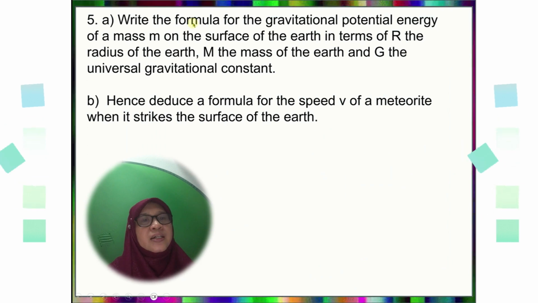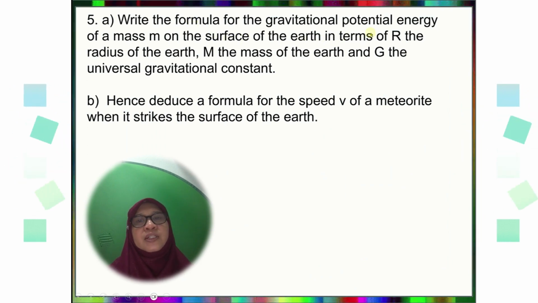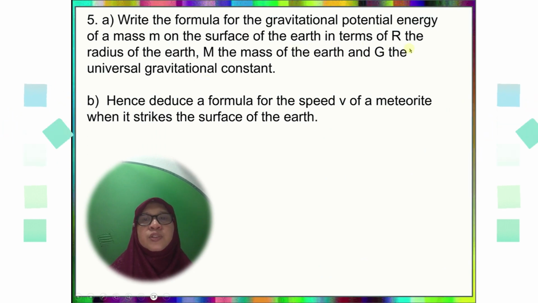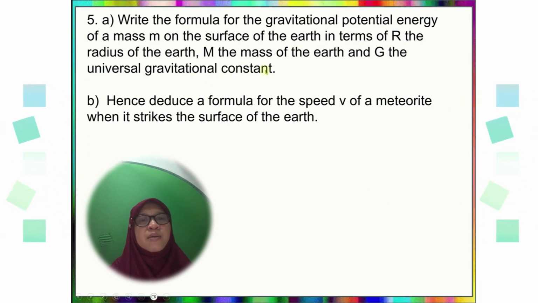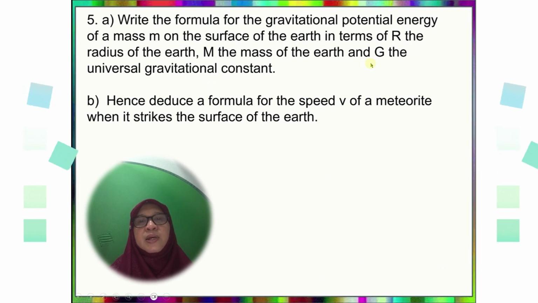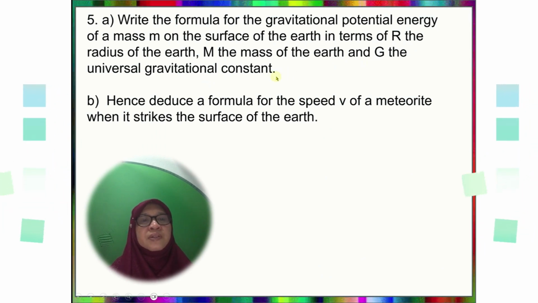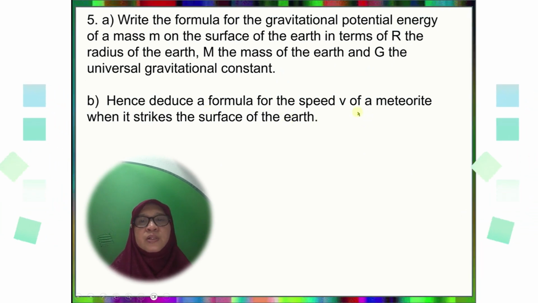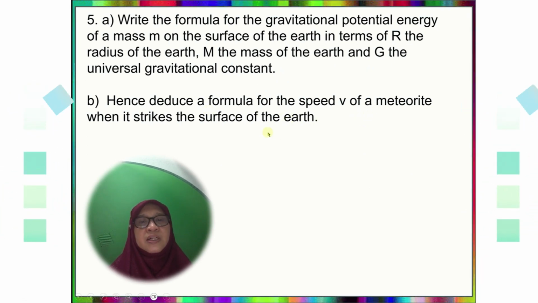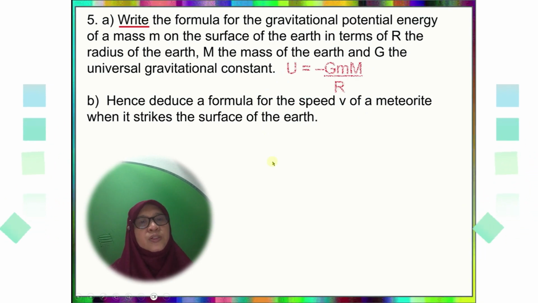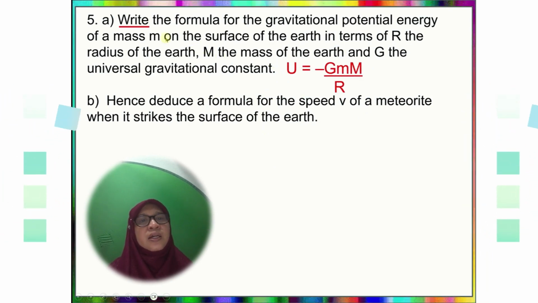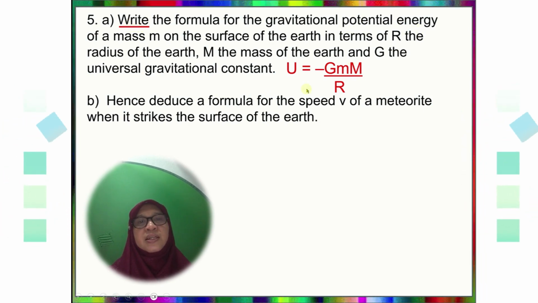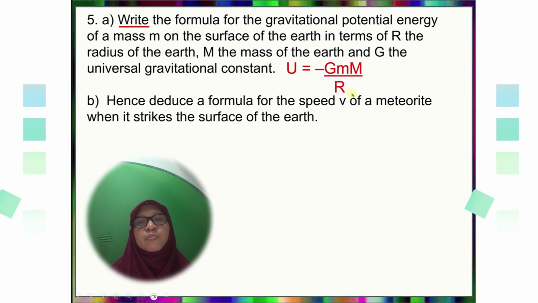Question 5a: write the formula for the gravitational potential energy of a mass m on the surface of the Earth in terms of R, the radius of the Earth, M, the mass of the Earth, and G, the universal gravitational constant. And b, deduce the formula for the speed of a meteorite when it strikes the surface of the Earth. The question only asks to write the formula of the gravitational potential energy, so U equals negative GMm over R.